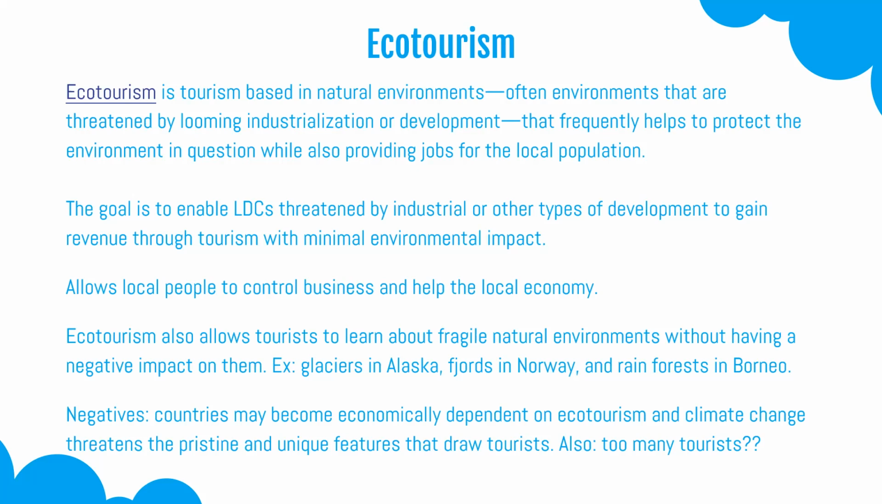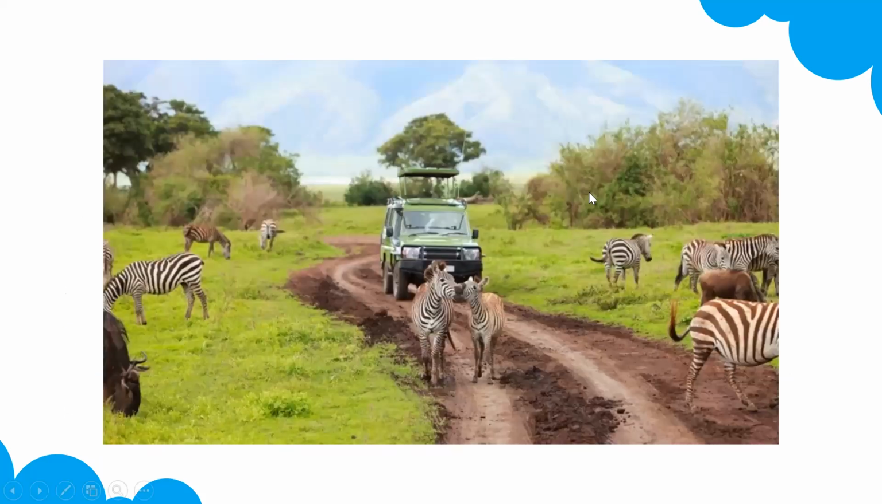In other words, the goal here is to enable lower developed countries threatened by industrial or other types of development to gain revenue through tourism. It's going to allow local people to control the businesses there and help the local economy. Ecotourism is going to allow tourists to learn about fragile natural environments without having a negative impact on them. There are various places that you could tour: glaciers in Alaska, fjords in Norway, rainforests in Borneo, the Serengeti, for instance.